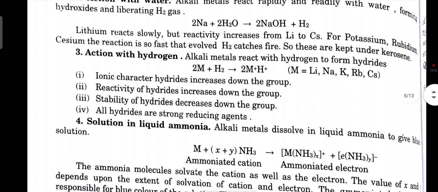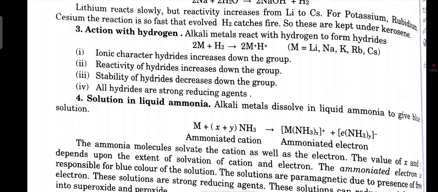Now we will discuss action with hydrogen. The alkali metals react with hydrogen to form hydrides. Firstly, the ionic character of the hydride increases down the group. Reactivity of the hydride increases down the group. Stability of the hydride increases down the group.